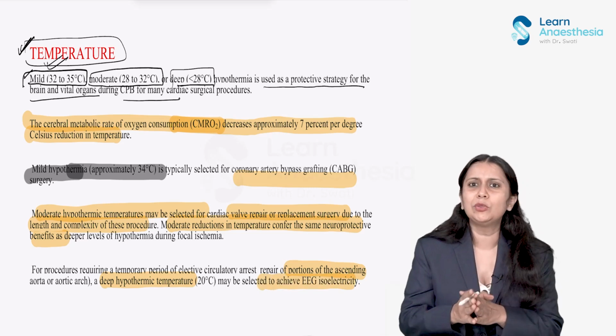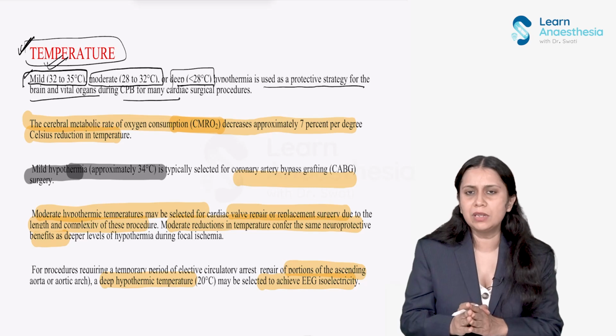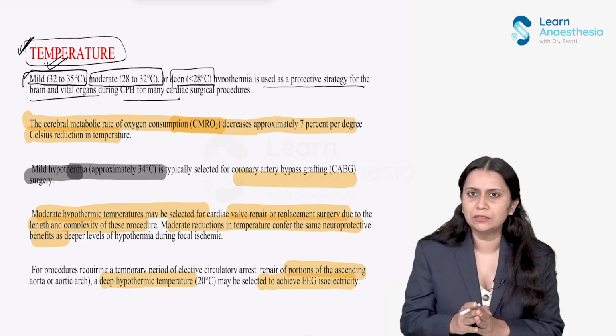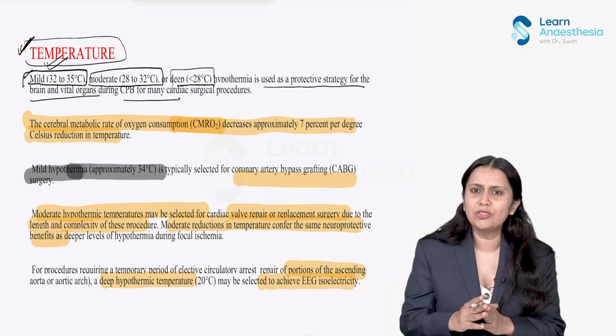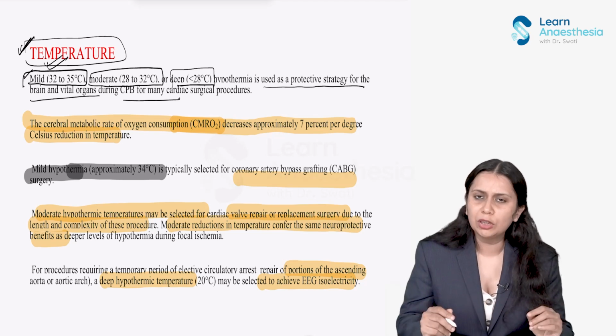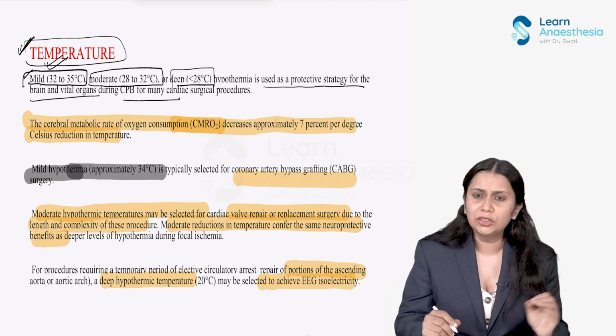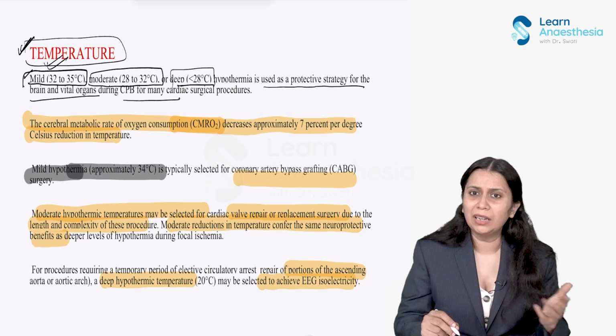So, mild hypothermia is for CABG surgeries. Moderate hypothermia is normally practiced for cardiac valve repair surgery or complex surgeries, and deep hypothermia mostly for the vascular surgeries which are done on the ascending aorta.